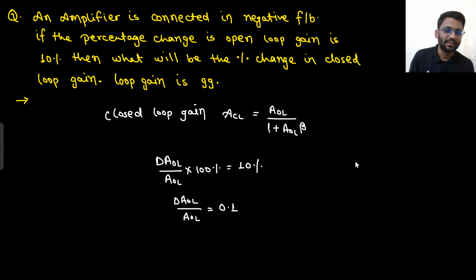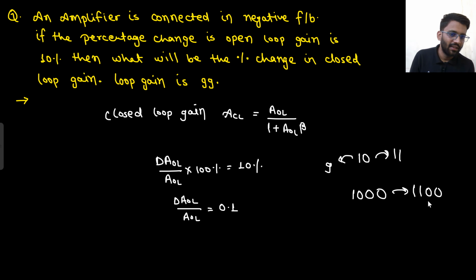So what they mean to say is the change in open loop gain. Let's just say your open loop gain was 10. Sometimes it can be 11 or sometimes it can be 9 as well, because what is 10% of 10? That is 1. Let's just say your open loop gain is 1000. So what is 10% of 1000? That is 100. So sometimes it can be 1100 and sometimes it can be 900. So this is what they mean to say, that the change is plus minus 10%.